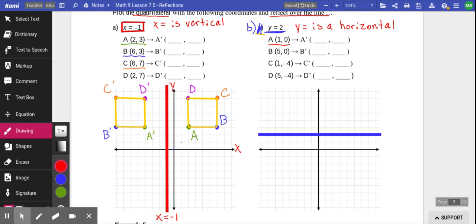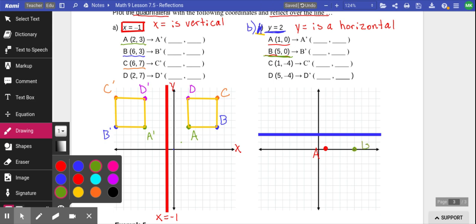So A is at 1, 0, so that's 1 to the right, and then 0 up. A is right there. B. B is 5 to the right, 0 up. Sorry, I wanted to do that in green. 5 to the right, 0 up. So 1, 2, 3, 4, 5.